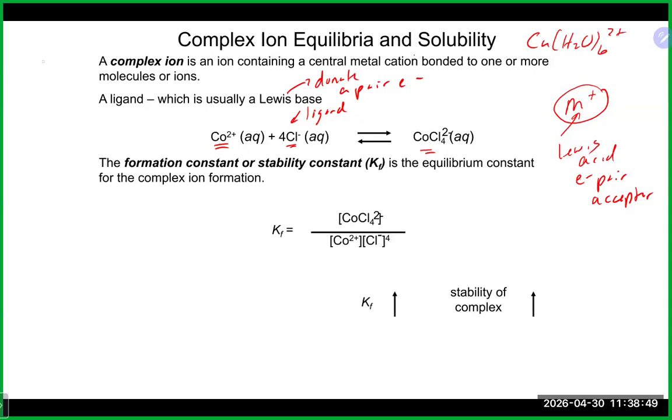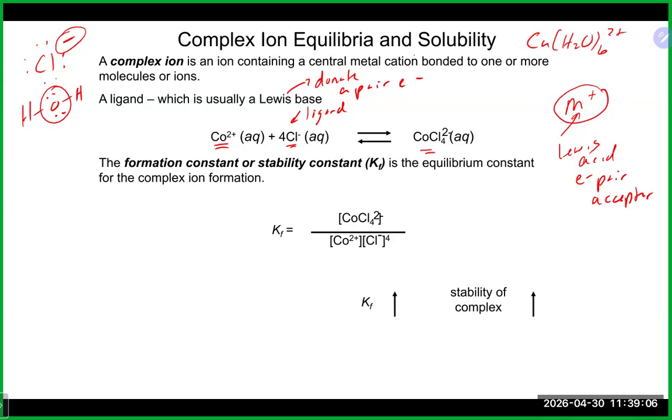Chloride, by the way, is also a very good ligand because, frankly, it is negatively charged, which means it has electrons to give. Water is polar, and has those non-bonding electrons on the oxygen that can be donated. So water is a very good ligand as well.